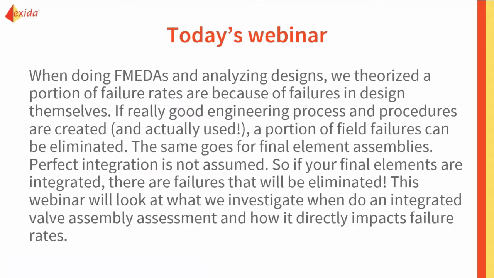So in the integrated process, when we're putting together a final element for integration, there's a couple of different ways that can be done. The simplest way is randomly selecting a valve, randomly selecting an actuator, and randomly selecting a solenoid, piecing them together, hoping they work, and shipping it out. That's one type of integration. That's not what we're going to be talking about today.